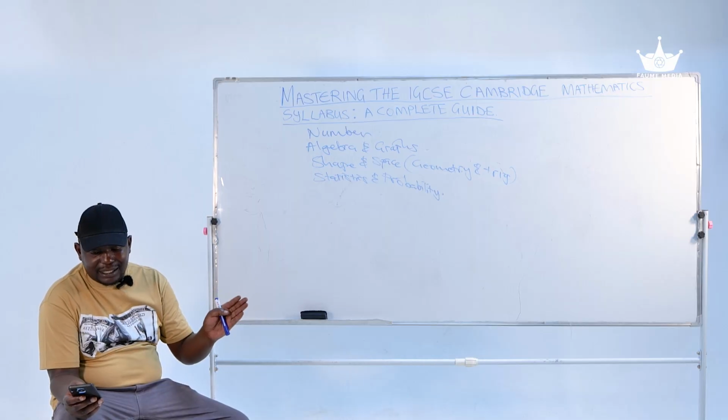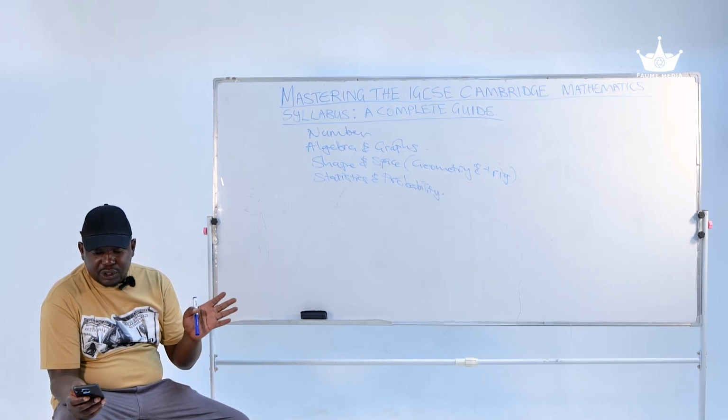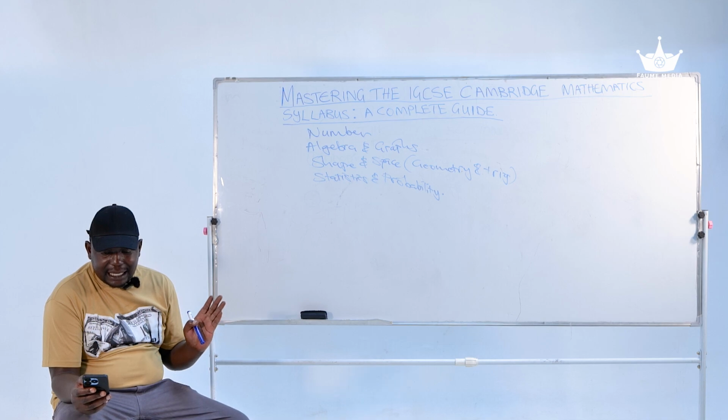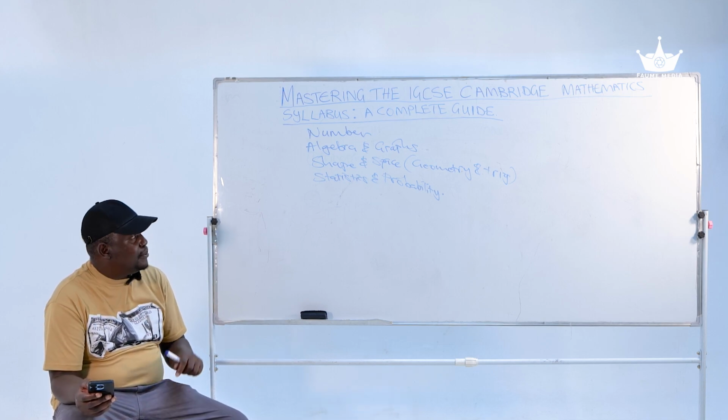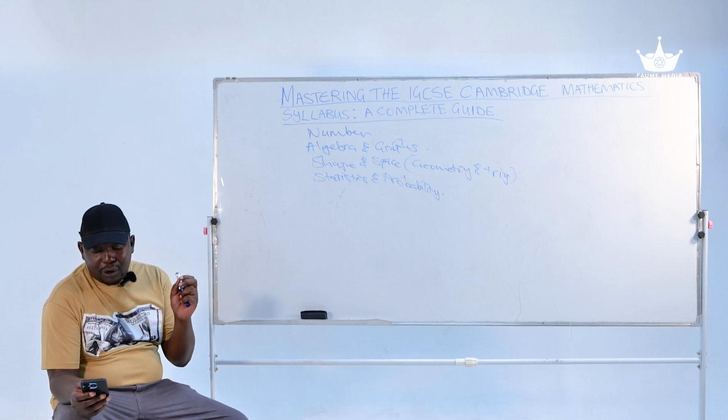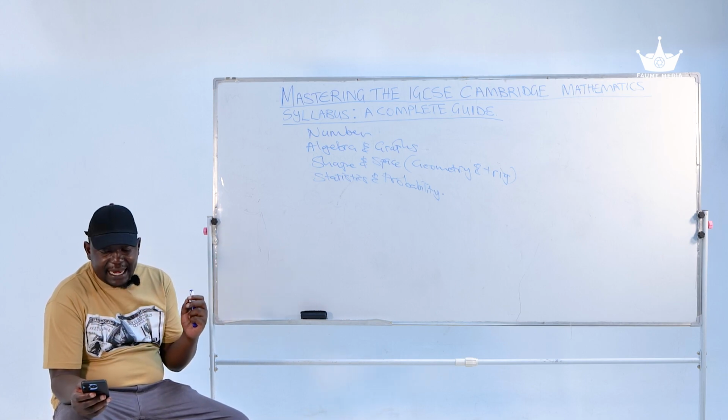Paper 3 is a calculator version. Paper 1 is a non-calculator version. Then for the extended, we have paper 2, which consists of short answer questions, and paper 4, which consists of extended questions. So students are expected to apply problem-solving techniques and show clear workings to earn full marks.